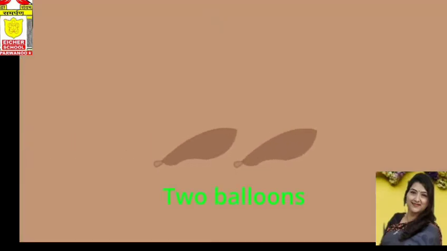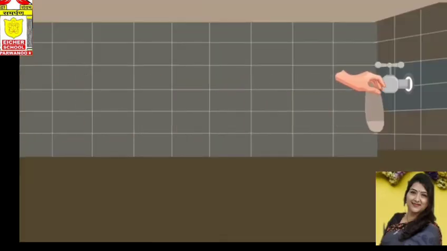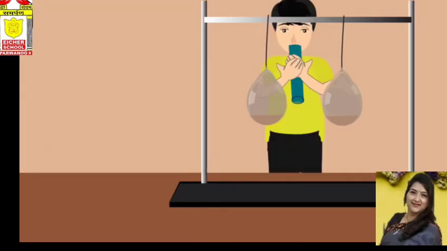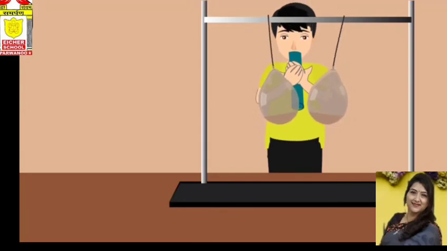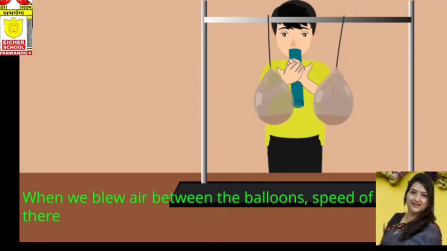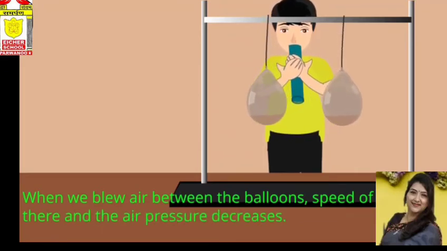In the second activity, take two balloons of approximately equal size. Put a little water in the balloons. Blow up both the balloons and tie each one to a string. Hang the balloons 8 to 10 cm apart on a stick. Blow in the space between the balloons with the help of a paper pipe. What have you seen? Yes, you saw that when we blow between the balloons, they move towards each other. This happens because when we blew air between the balloons, the speed of air increases and the air pressure decreases. The pressure outside the balloons is more and hence it pushes them towards each other.